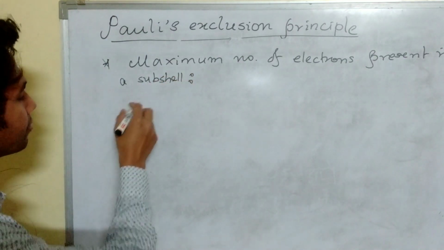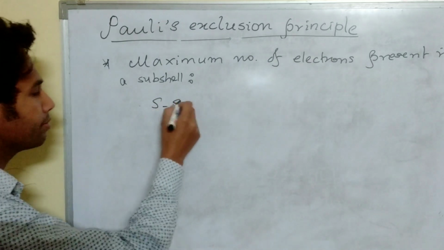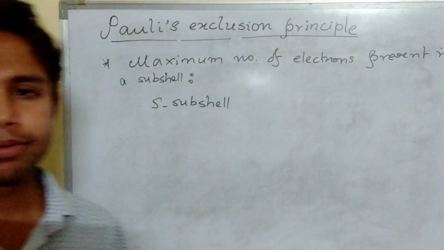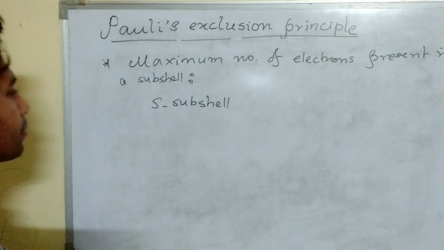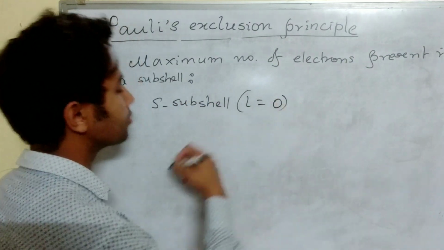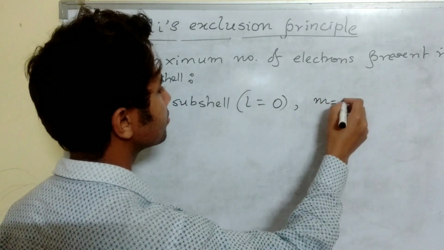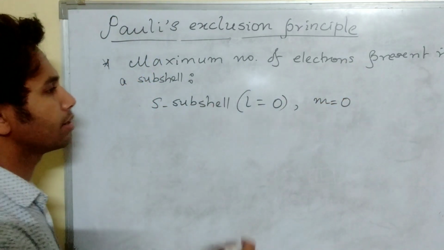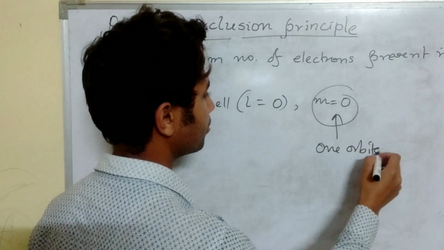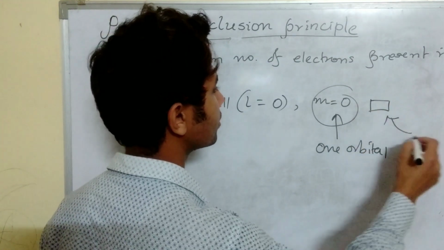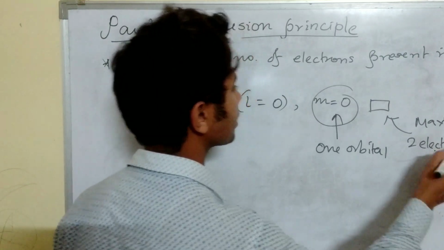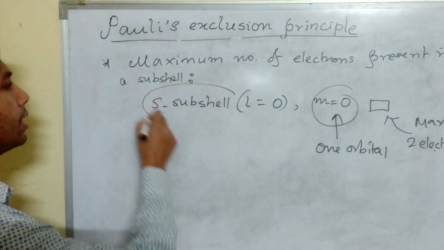If we have an s subshell, how many orbitals are possible? l is equal to 0, which means m is equal to 0. So there is only one orbital, and a maximum of 2 electrons can be accommodated in the s subshell.